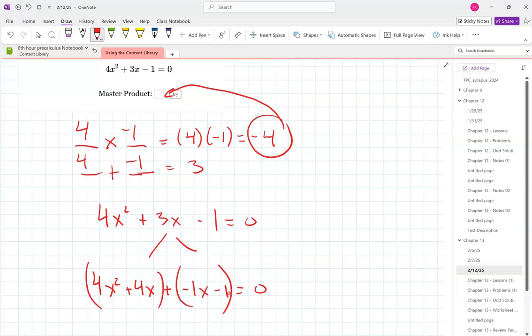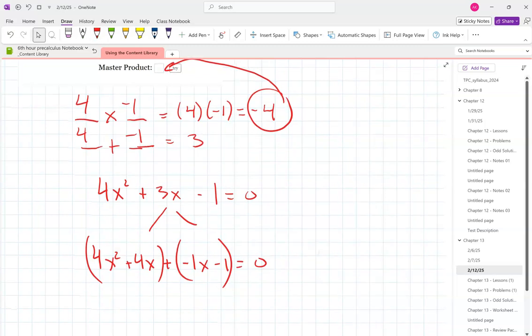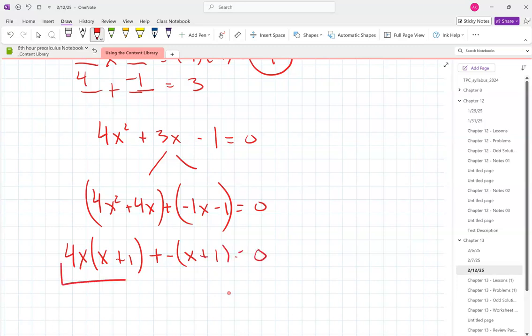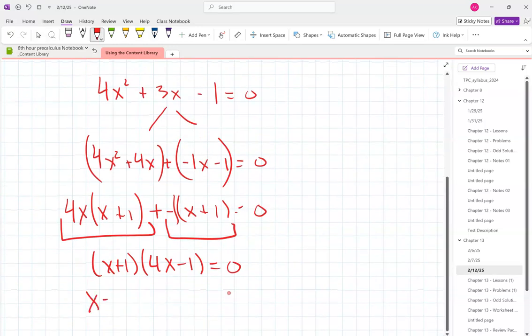So we'll break that 3x up into 4x plus -1x. And it doesn't matter if it's -1x plus 4x, the order there doesn't matter. We'll make a group. From the first group, there's a greatest common factor of x. From the second group, there's a greatest common factor of -1. So now if I think about these as two separate terms, they have an x plus 1 in common. That leaves me with the 4x minus 1 as my leftover. And now I'm in a spot where I can solve.